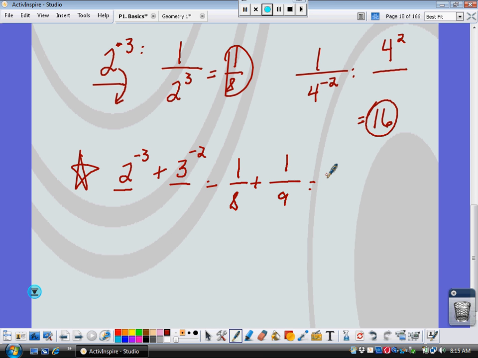2 to the negative 3 plus 3 to the negative 2, it's adding fractions, is what that is. And you can multiply, find a common denominator. I'm more interested in this part. I believe you would get 18 over 72. So right, 9, that's 17 over 72.